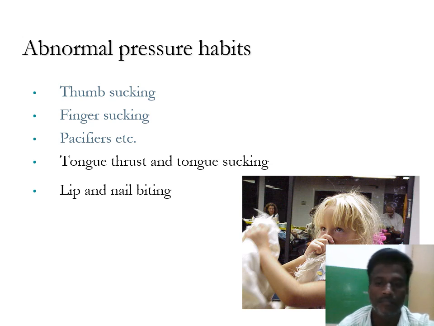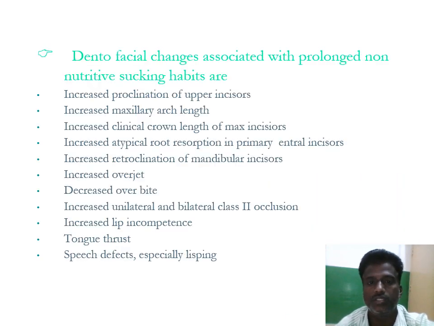Abnormal pressure habits: thumb sucking, finger sucking, pacifiers, tongue thrusting, lip biting and nail biting. Dentofacial changes associated with prolonged non-nutritive sucking habits are increased proclination of upper incisors, increased maxillary arch length, increased clinical crown length of maxillary incisors, increased atypical root resorption in primary central incisors, increased retroclination of mandibular incisors, increased overjet, decreased overbite, increased unilateral and bilateral cross bite, increased lip incompetence, tongue thrust, and speech defects, especially lisping.